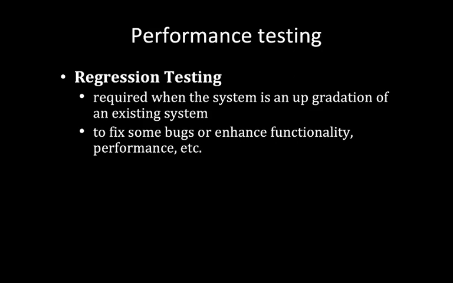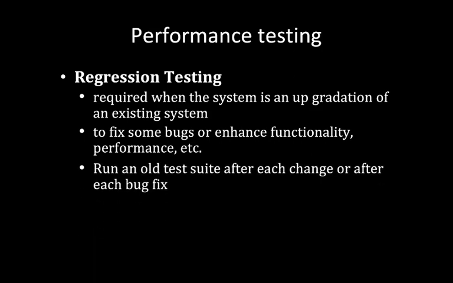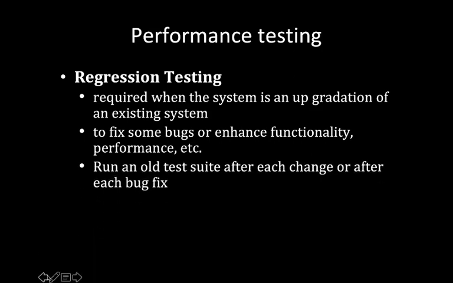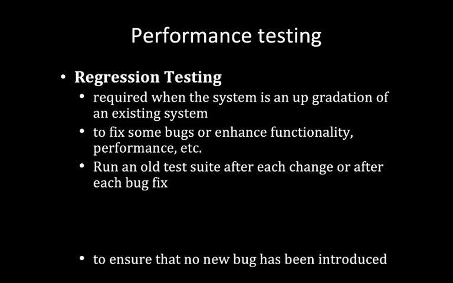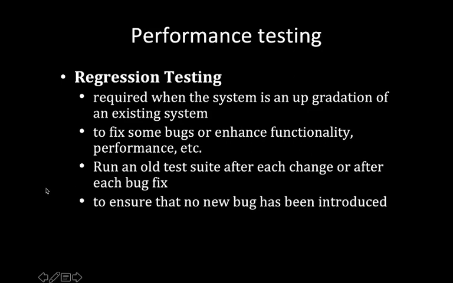If we fix some bugs or enhance functionality or performance, then we have to perform regression testing. What we do is run an old test suite after each change or after each bug fix. So we use the same old test suite and perform the testing again. This is known as regression testing. This ensures that no new bug has been introduced.